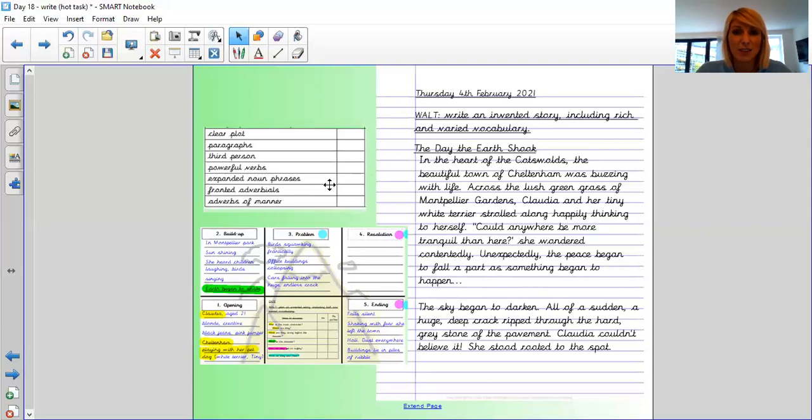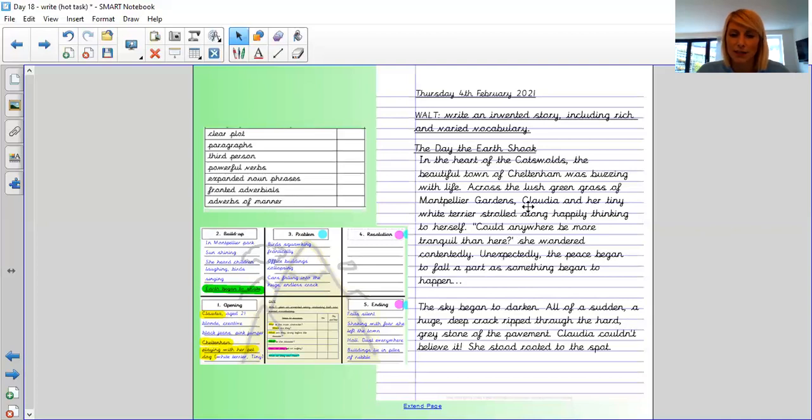Expanded noun phrases, I think I've done quite well with that. I had the beautiful town of Cheltenham. I had the lush green grass of Montpellier Gardens, her tiny white terrier. And then down here I had a few, didn't I? I had a huge deep crack ripped through the hard grey stone of the pavement. So quite a few expanded noun phrases there.